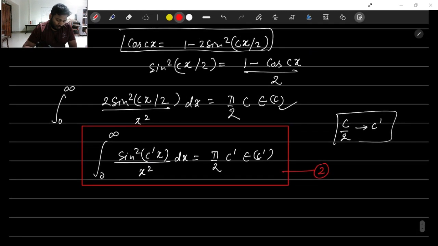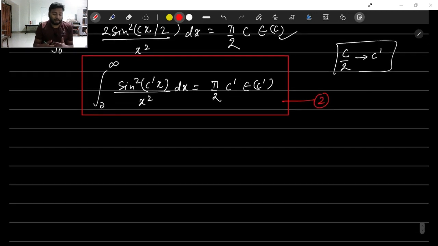In the second form you see x square, but as you saw in the previous video, sine of x divided by x at x tends to 0 has a finite limit. In the same way here sine square c prime x by x square also has a finite limit at x tends to 0. Okay. Now again we do the integration with respect to c prime from 0 to some constant, and we try to evaluate another form of Dirichlet integral. So let us see that also.